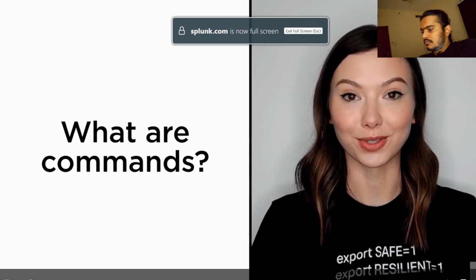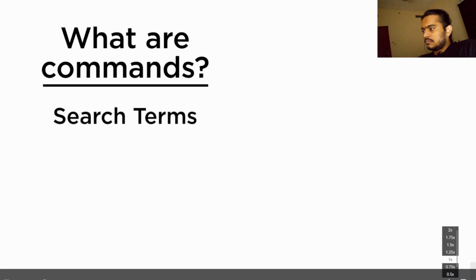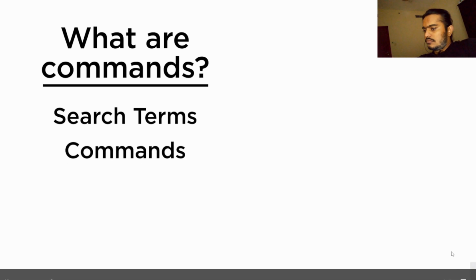Let's look at how to use commands to do more with our search results. Splunk's search language is built from 5 components. Search terms are the foundation of search queries. Commands tell Splunk what we want to do with the search results.